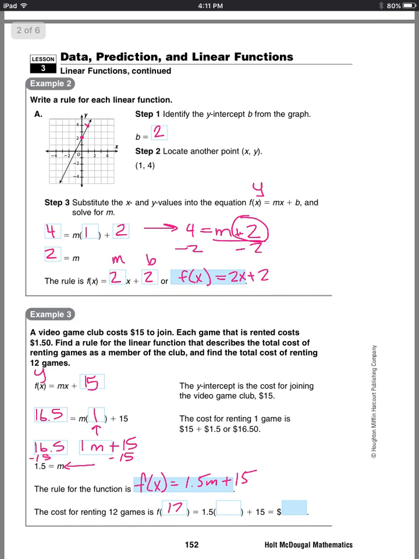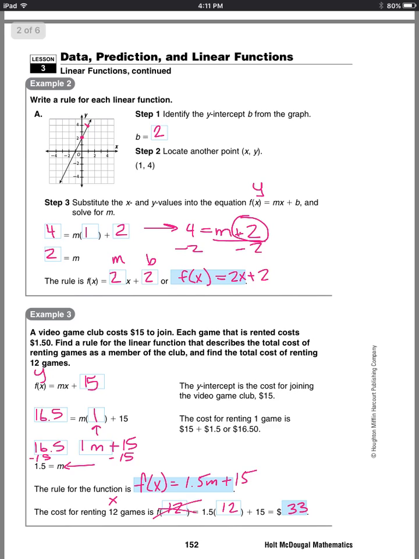So the cost of renting 12 games is, you're going to put a 12 here because your games is your x and you see an x there, right? 1.5 times 12 plus 15. Don't worry about that left side, you're not doing anything with the left side. All you're doing is multiplying 12 times 1.5 and getting 18, plus 15 and getting 33. Okay? When you are using function notation, you don't do anything with the left side. The only part you're solving is the right side. So if you just cross out the left side, it will help you remember that you don't do anything with it.